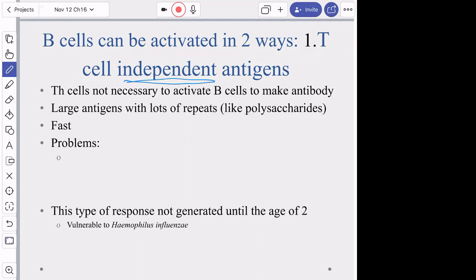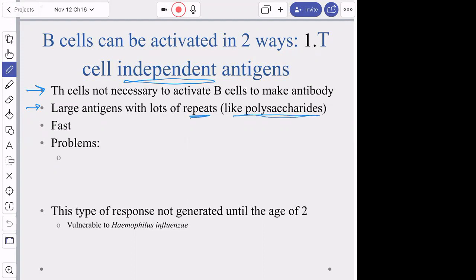So the terminology throws people sometimes, like if you remember, when we were talking about how transcription ends, sometimes it involves Rho protein, sometimes not. So the Rho independent or Rho dependent pathways, sometimes just thinking through what those words mean exactly. Okay, so again, in this activation method, T cells aren't necessary. They're particular antigens that will activate B cells all on their own. What kind of antigens are able to do this? Typically, they're pretty large molecules with lots of repeats.